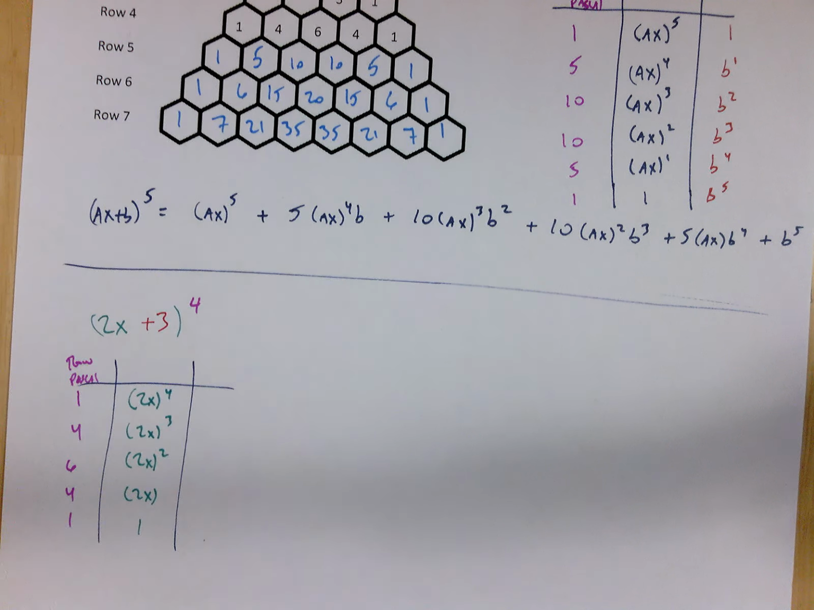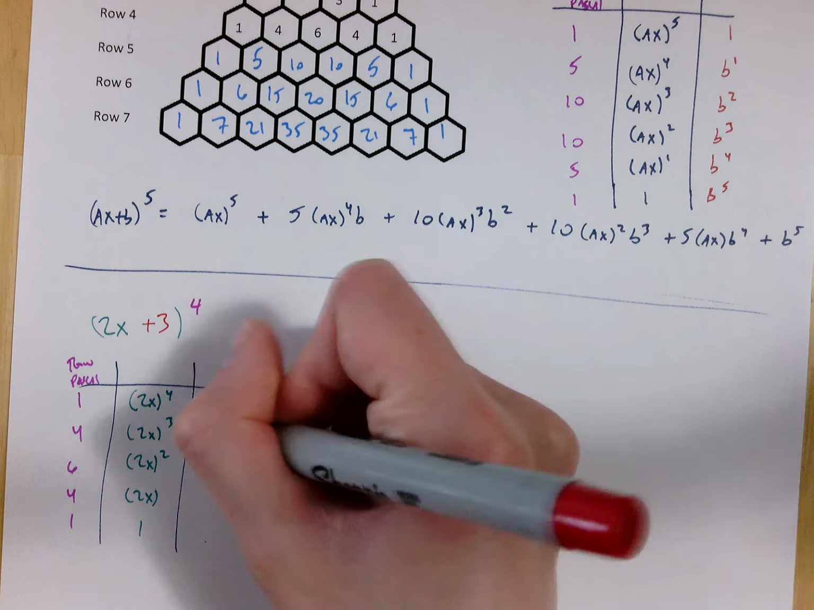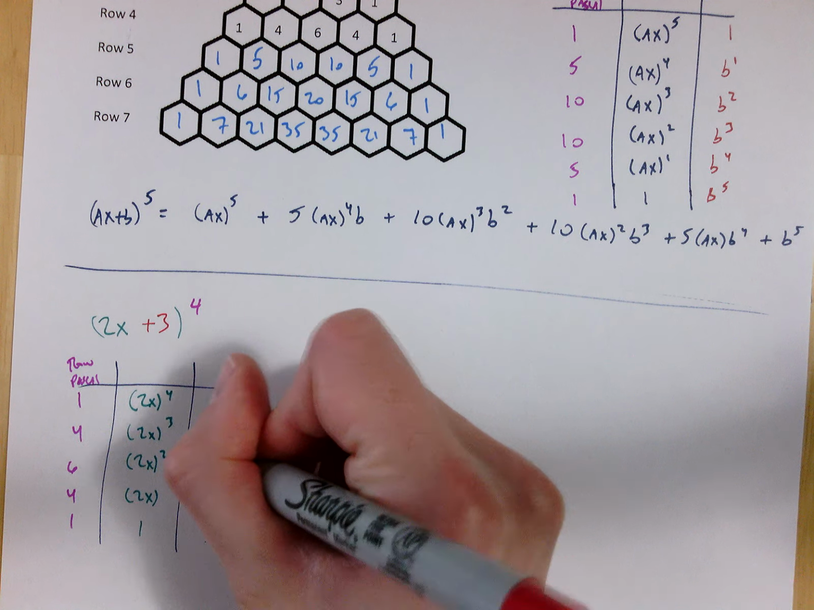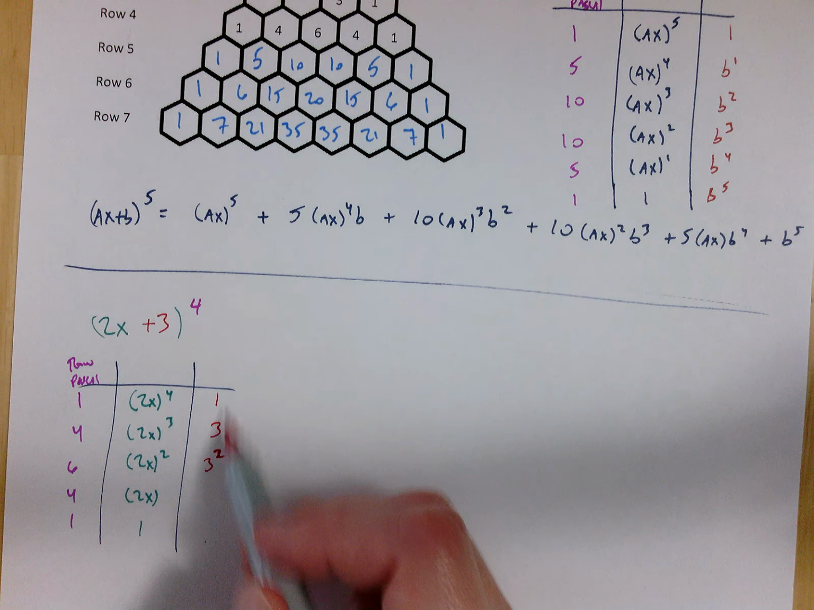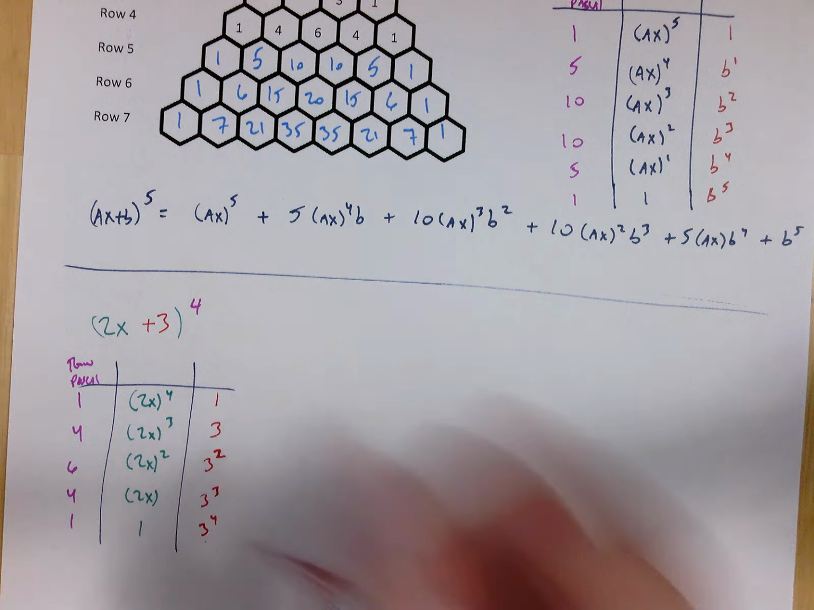Okay, and then for my last term, it's going to be going the other way. So 3 to the 0 power is 1, 3 to the 1st power, 3 to the 2nd power, 3 to the 3rd power, 3 to the 4th power.